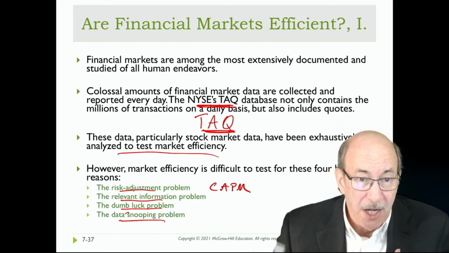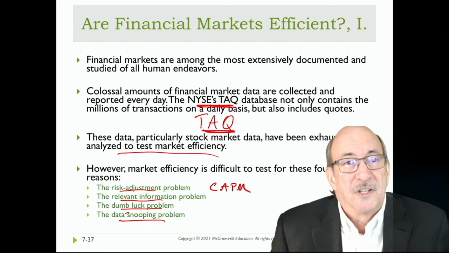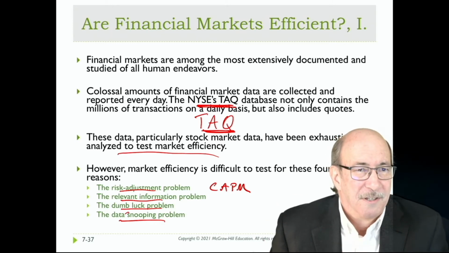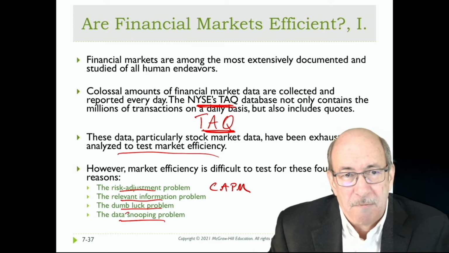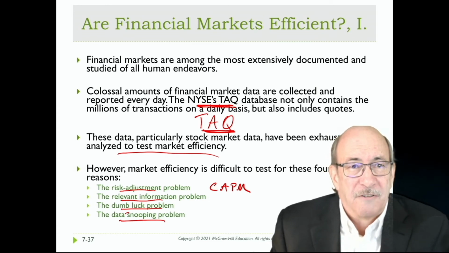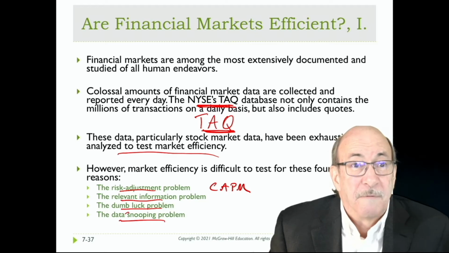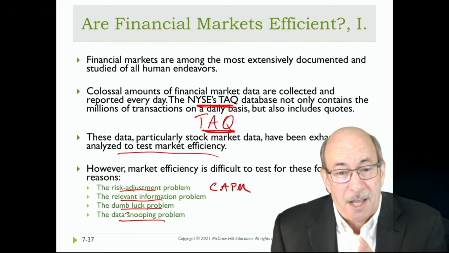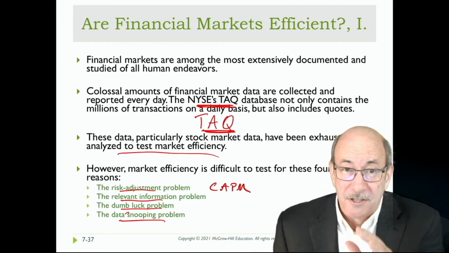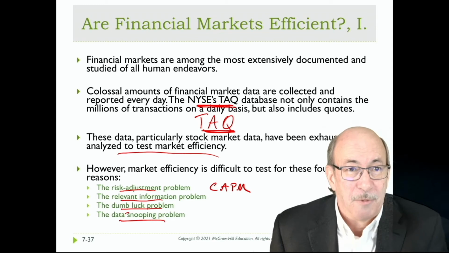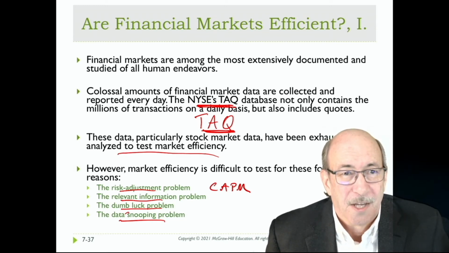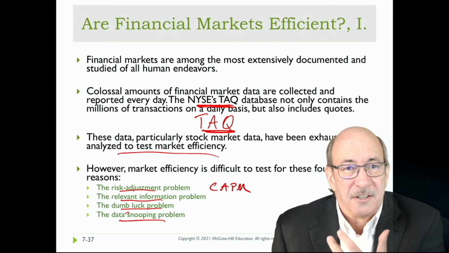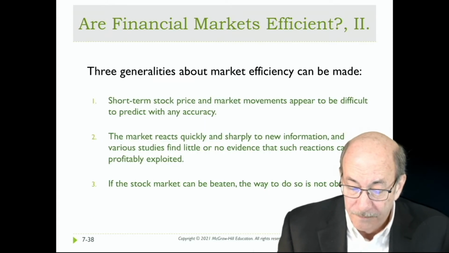So many problems that you should be cognizant of that temper what we're going to see next, which is all the data that says that markets are efficient and that active management of a portfolio is a waste of time and money. So you've got to always qualify that with, okay, wait a minute. We've got that risk adjustment. We've got that relevant information. We've got the dumb luck. We've got the data snooping issues that all pertain to the empirical evidence that we've gathered here.